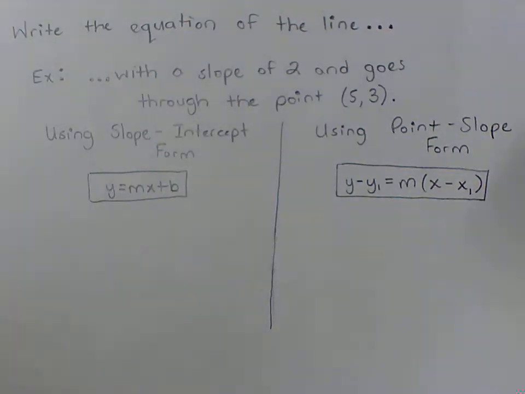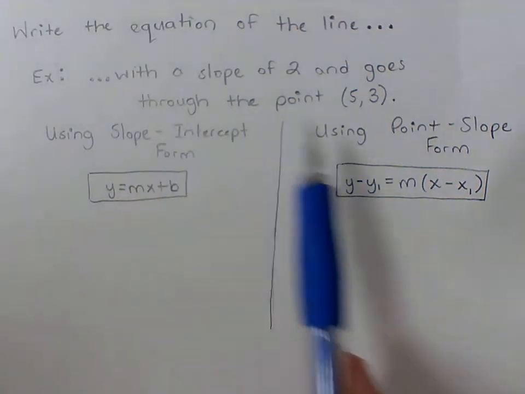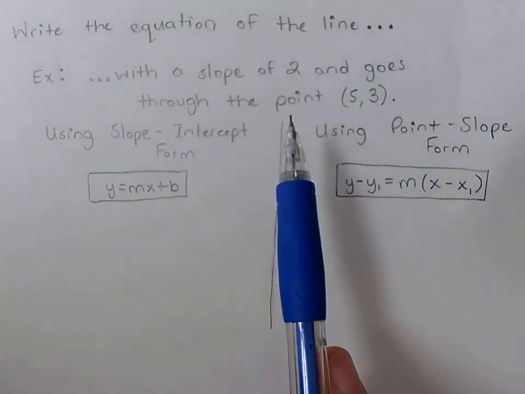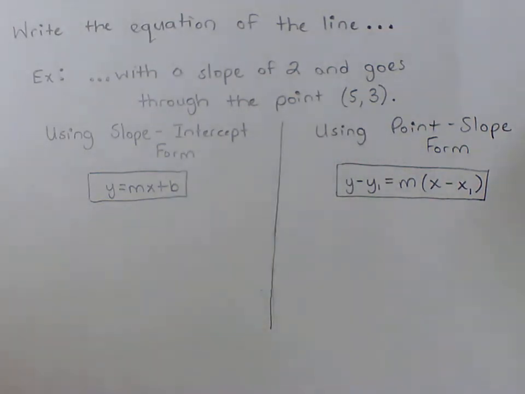Now we're going to work on how to write the equation of a line when you're given different information. One thing that you will learn as we do more and more of these problems is that they could give you a graph, or, like in this problem, they're giving you the slope and then a point that the line goes through. They could give you 2 points.